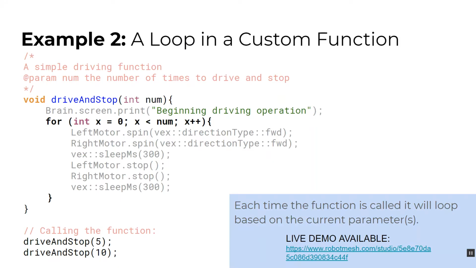Now, what about a loop in a custom function? So this is where we're combining stuff from the last video about functions and the loop code. So in this case, where is the loop? Can you find it? That's right. It's right here. For int x equals 0.